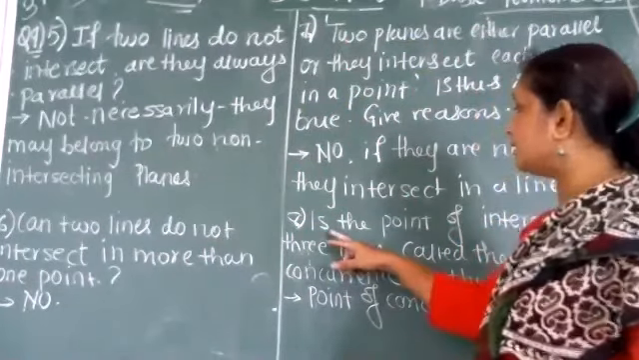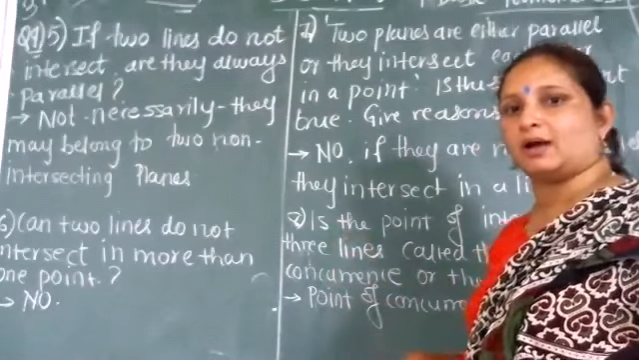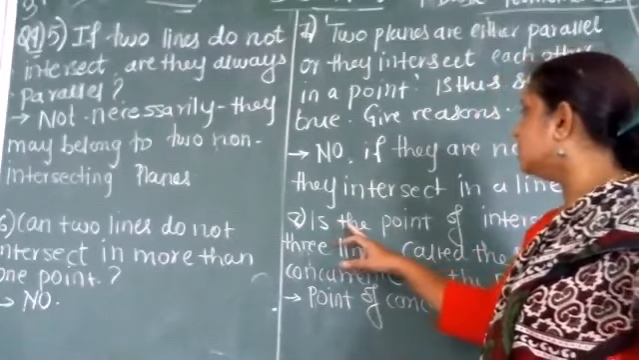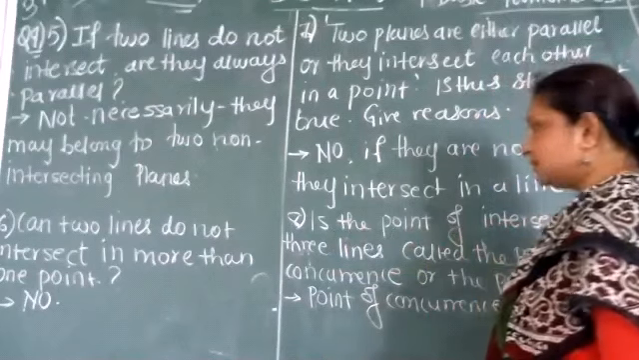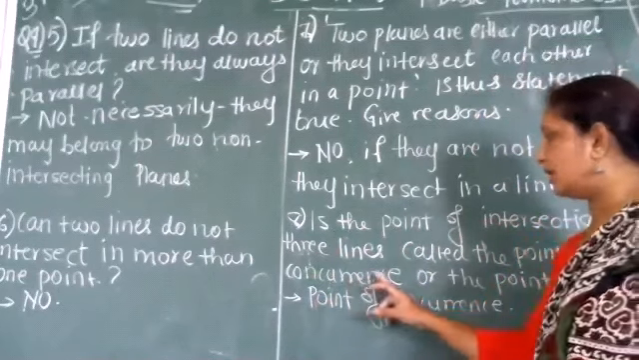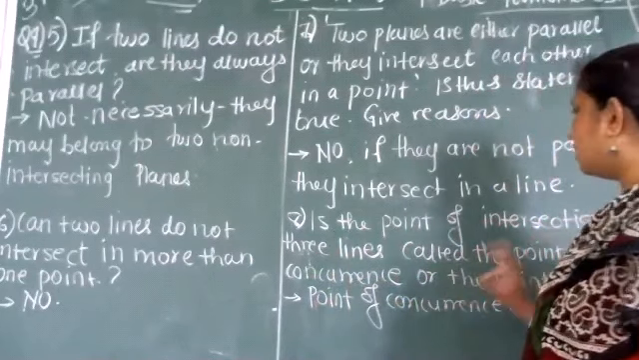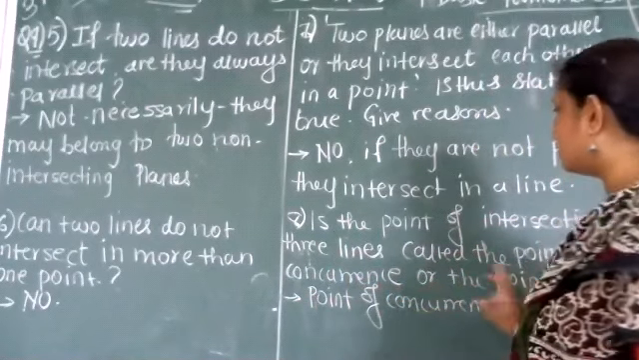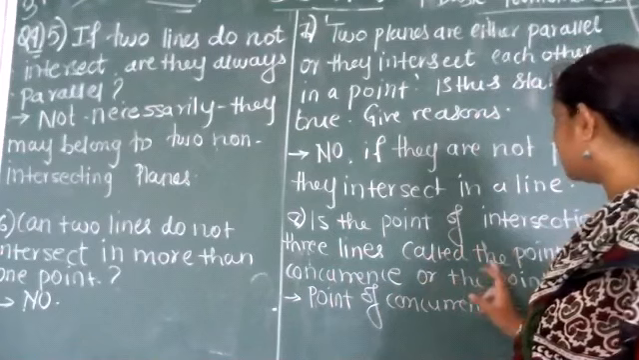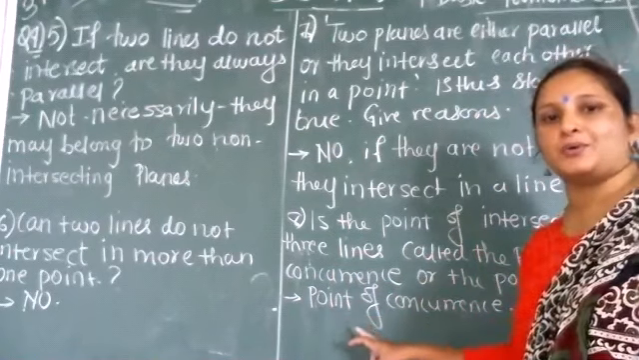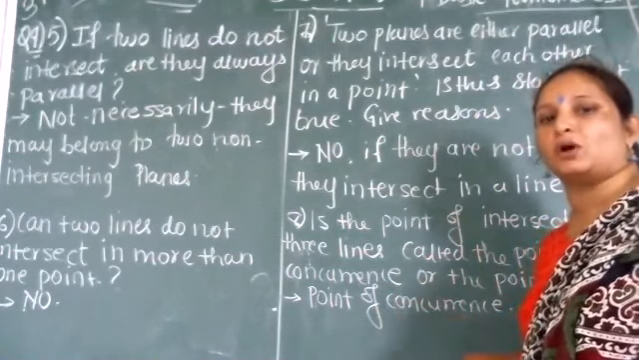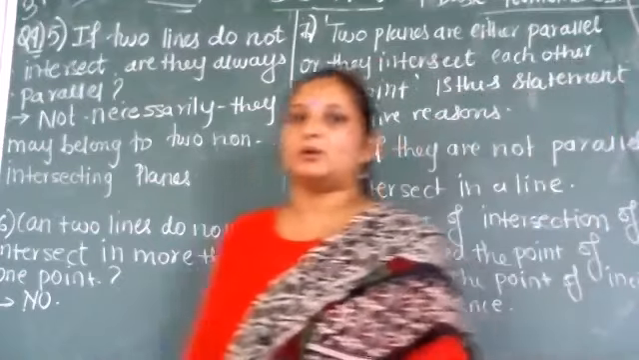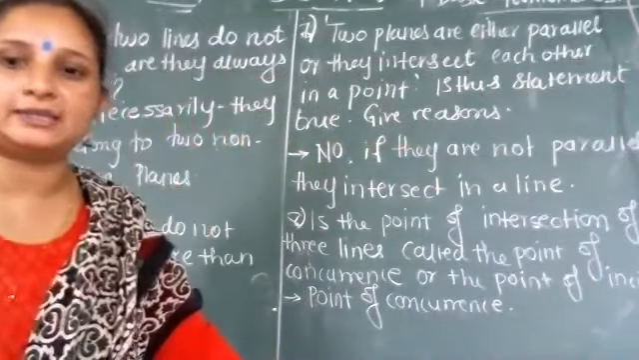Now, the same way, see your question number 8, what they have asked. The point of intersection of three lines is called the point of concurrence or the point of incidence? Whenever three lines meet at a point, it is known as the point of concurrence. Okay, children? So let's move on to the next sum now.